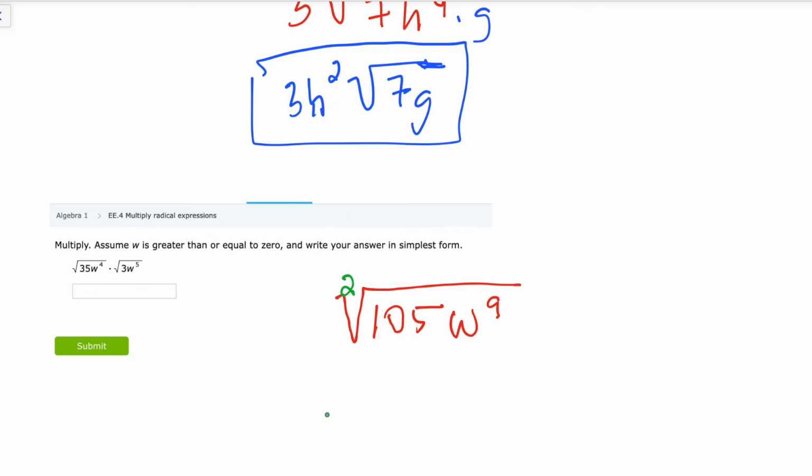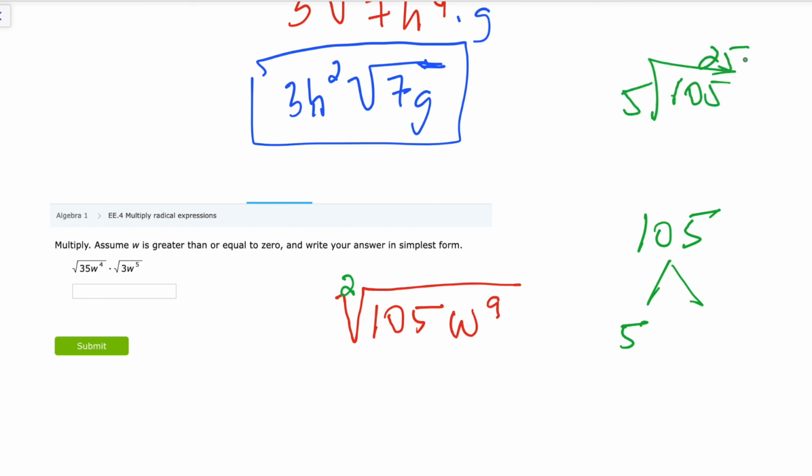And so what do we do with the 105? We are going to see if we can factor it and then see if we have any pairs. So we'll factor tree 105. What are we going to put over here? 5. And I'll race you. Ready? Set, go. 21. Okay. So then we have 3 and 7.